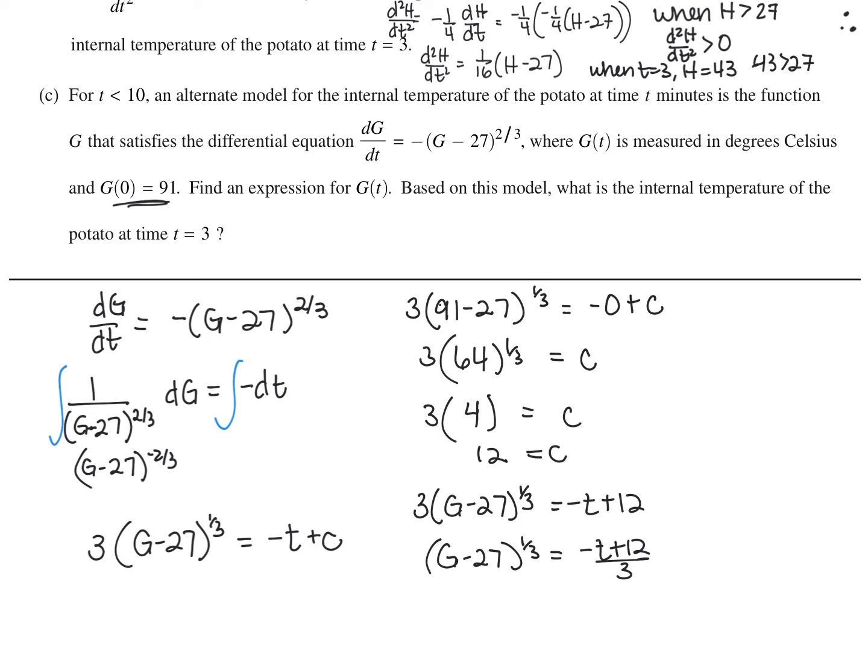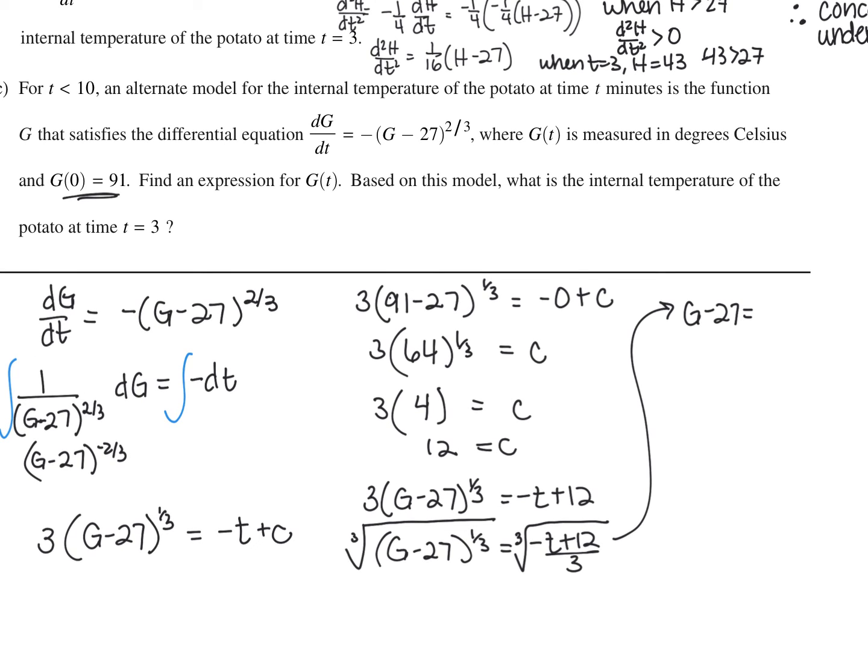Why are you waiting to plug in t? You can't leave it like how it was before. If they ask for an expression that explains g, I think they're going to want you to get g by itself. Makes sense. I thought you were plugging in t. I thought this was you finding t equals 3. No. This would be the cube root of negative t plus 12.